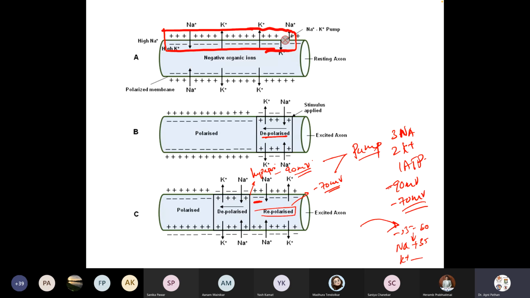There is no use of energy. It's a passive movement. After it reaches plus 35 to plus 40, then the sodium channel closes and potassium channels open. Then there is repolarization, which is brought about by potassium moving from inside to outside. Yes, got the point. The graph clearly says everything.